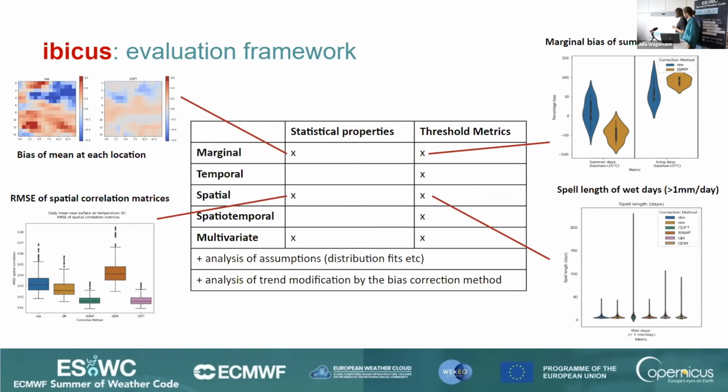And here just an example of the spell length of wet days, where we see that there's one particular method that really extends the wet spell length. So really all bias correction is flawed. It's just a matter of correctly evaluating; that is the philosophy here.